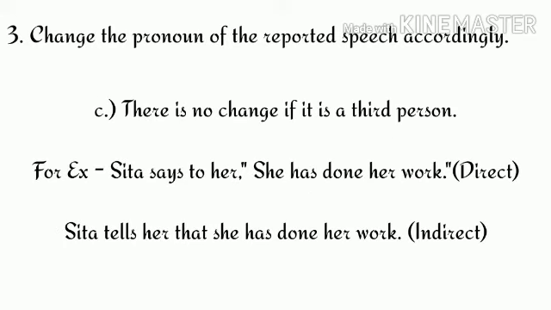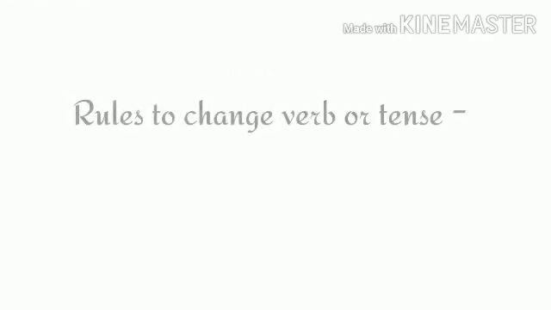There is no change if it is a third person. For example, Sita says to her, "She has done her work." The indirect form will be, Sita tells her that she has done her work. You can see the reported speech is written in the same way in direct as well as in indirect speech. So now I hope you've understood the rules for changing pronouns. So now let's know the rules to change the verb or tense of the reported speech.